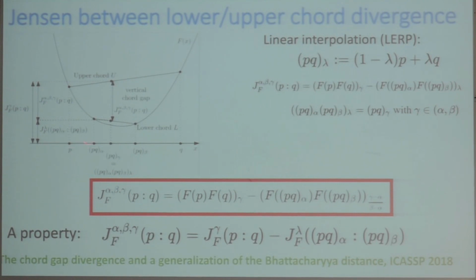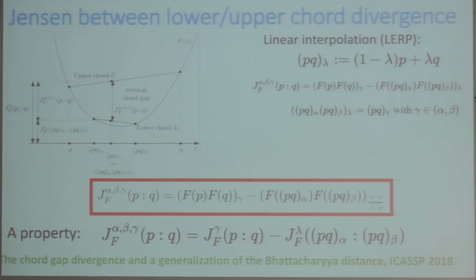So basically you will fall inside this segment. Then you take the lower chord that is defined by these two points interpolated at alpha beta position, and you have again interpolation inside alpha and beta for the upper chord, and you measure this vertical chord gap. Okay, so this is a very simple generalization of the Nielsen divergence.